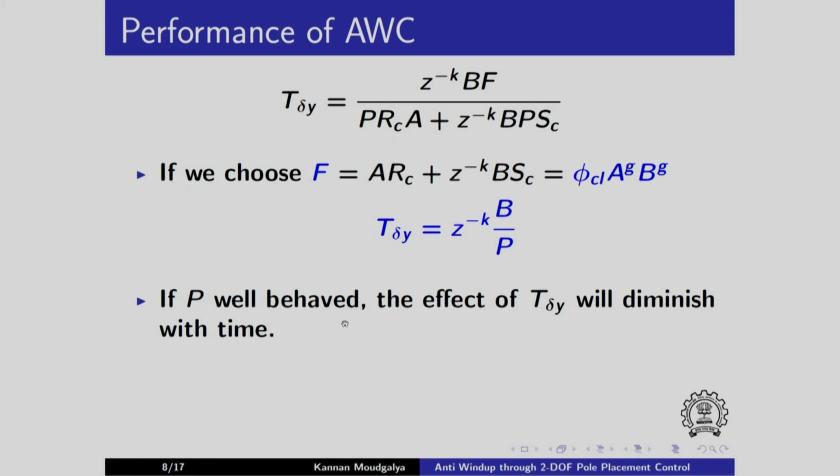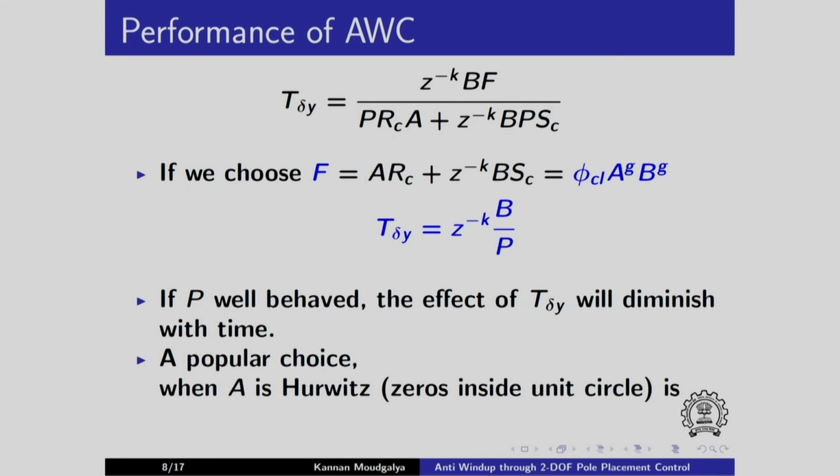How do we do that? How do we make p well behaved? A popular choice is when A is Hurwitz. Hurwitz means what? It should have its zeros inside the unit circle. When A is Hurwitz, we can choose p equals A. Remember, A is nothing but the denominator of the plant transfer function. So if the plant is open loop stable, we could choose p equals A.